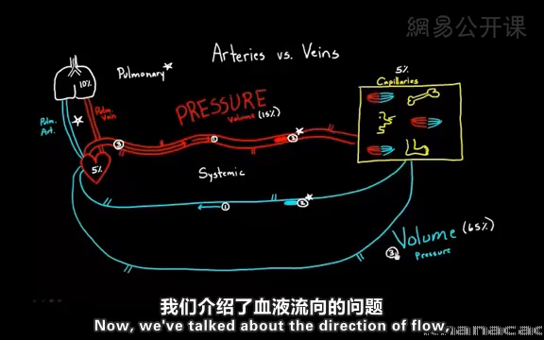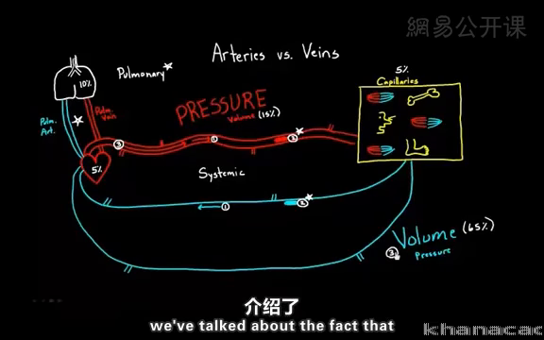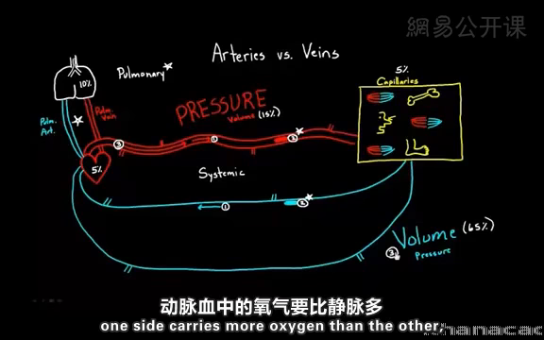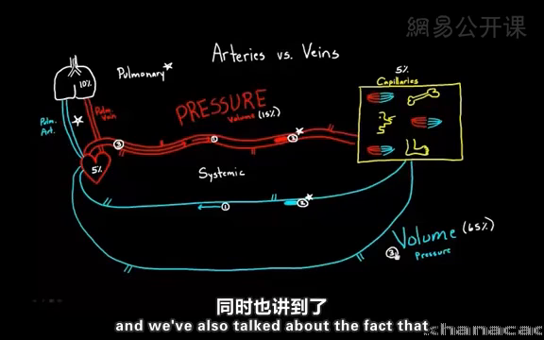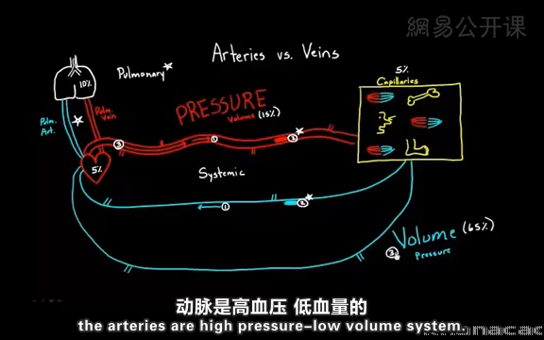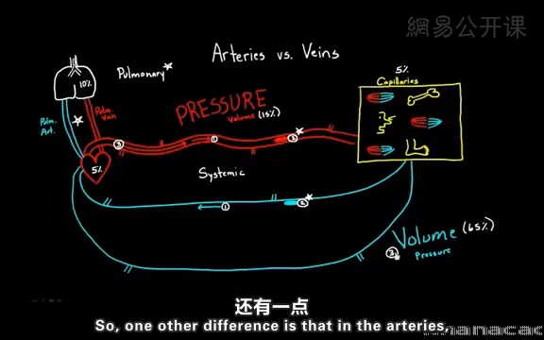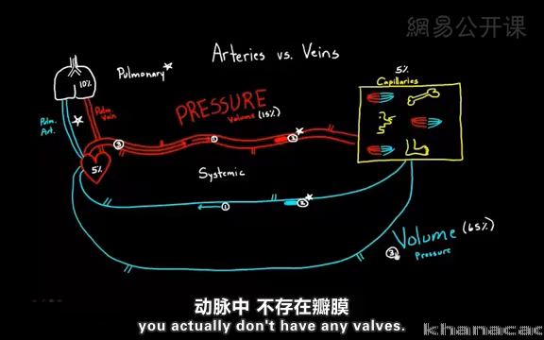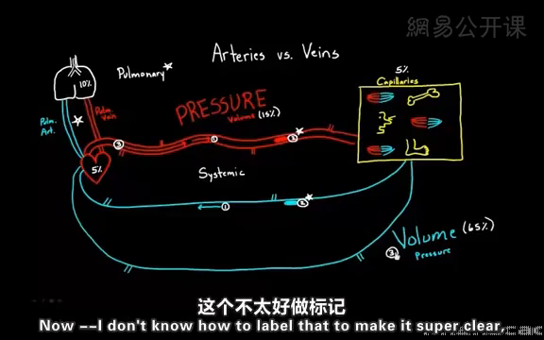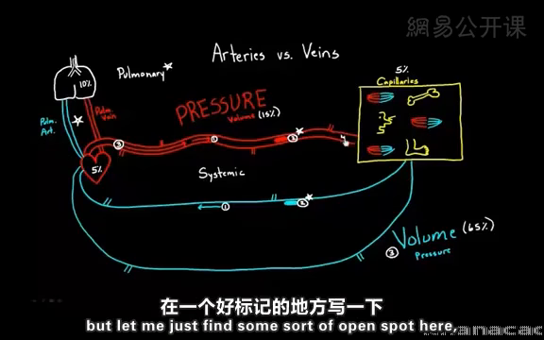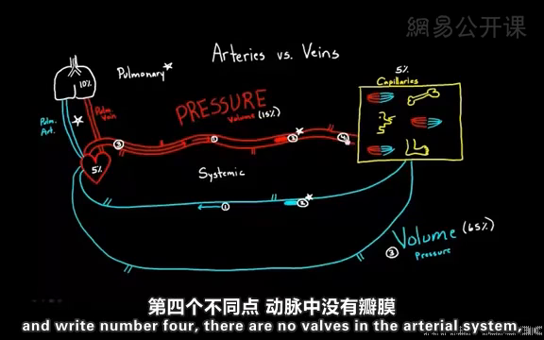Now, we've talked about the direction of flow. We talked about the fact that one side carries more oxygen than the other. And we've also talked about the fact that the arteries are a high pressure, low volume system, and the veins are a high volume, low pressure system. So what are some other differences? So one other difference is that in the arteries, you actually don't have any valves. Now, I don't know how to label that to make it super clear, but let me just find some open spot here and write number 4. There are no valves in that arterial system.